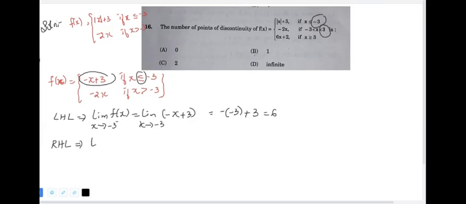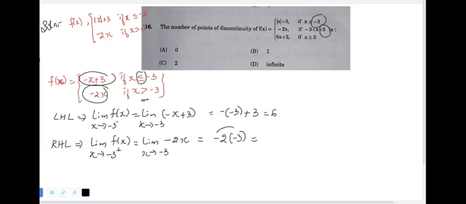So we'll go for RHL. RHL will be limit x tends to minus 3 plus f of x. Plus indicates that we are selecting the function for the greater values, where x is greater than minus 3. So here the function for greater than is minus 2x. Substituting the value of x, we get minus 2 into minus 3. Minus into minus will be plus, 2 into 3 will be 6. Here LHL is equal to RHL.